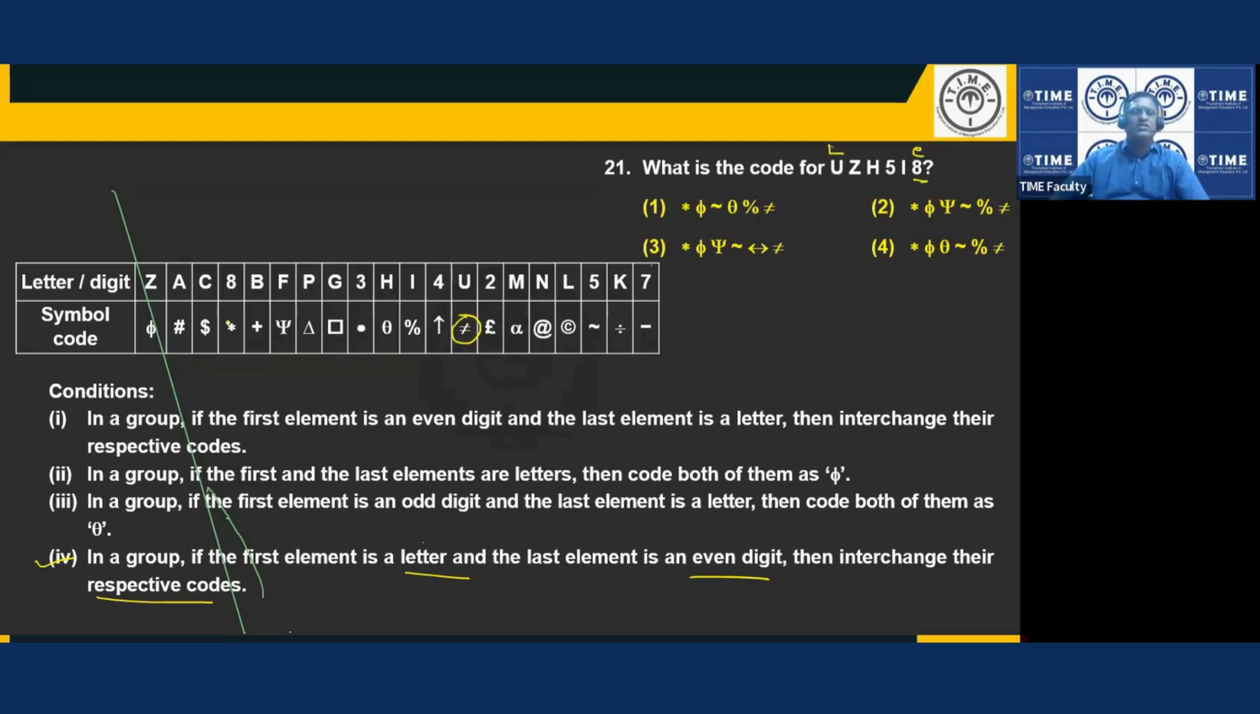8. What is the 8 code? Star. Which option is starting with star? All four are valid. In the four options, the second place of the element is the same, but the third place changes. H is coded theta. Then option 1 eliminated, second eliminated, third eliminated, even the fourth option.